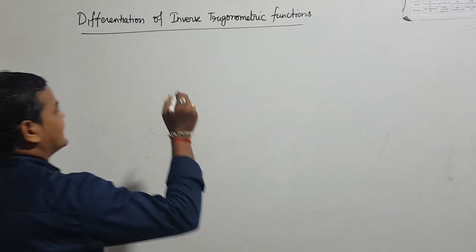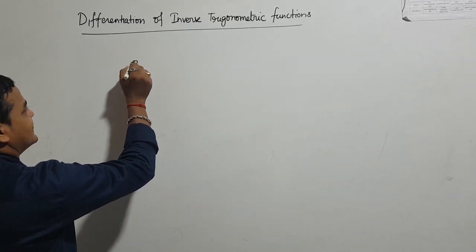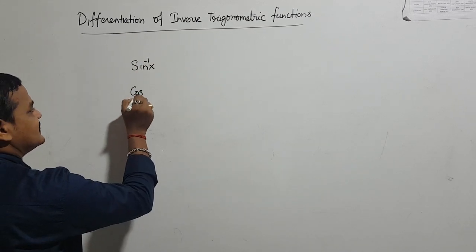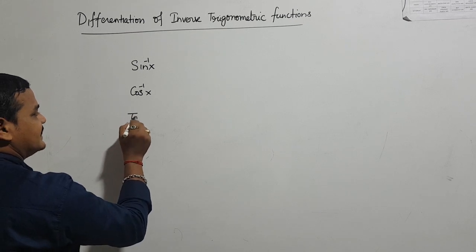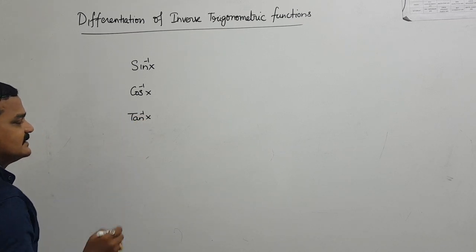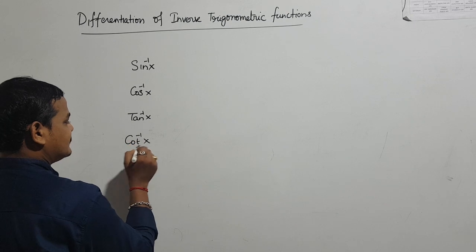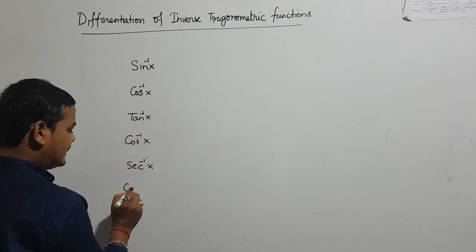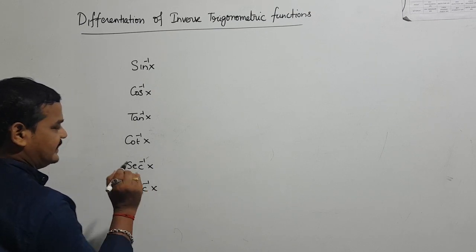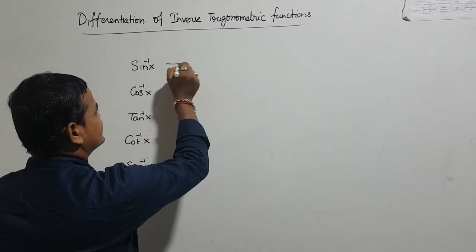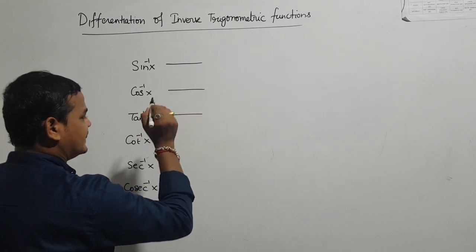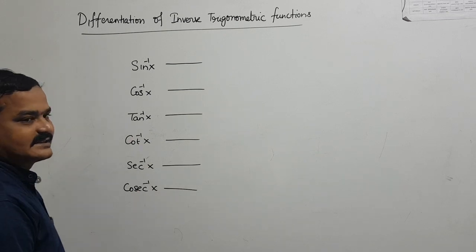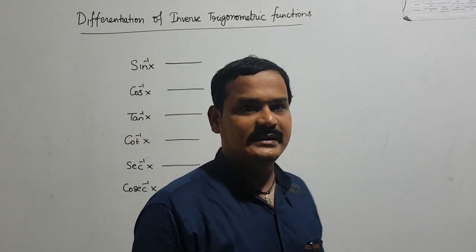We know there are six inverse trigonometric functions. First one is sin inverse of x. Second one is cos inverse of x. Next one is tan inverse of x. Again cot inverse of x. Again sec inverse of x. And final one is cosec inverse of x. These are the six inverse trigonometric functions.